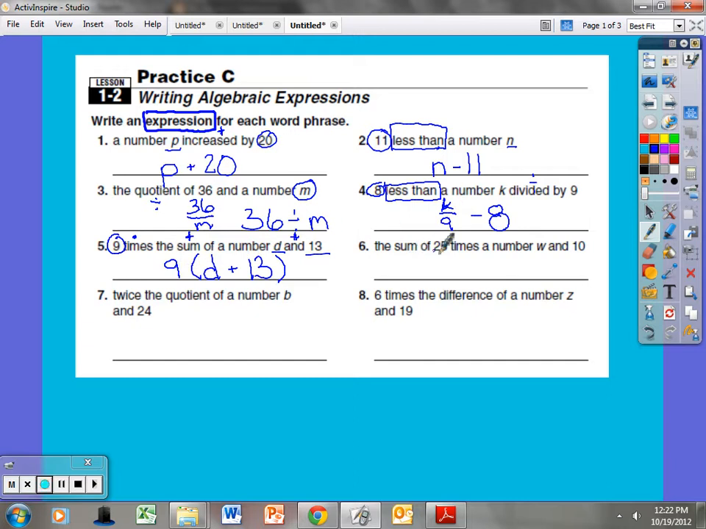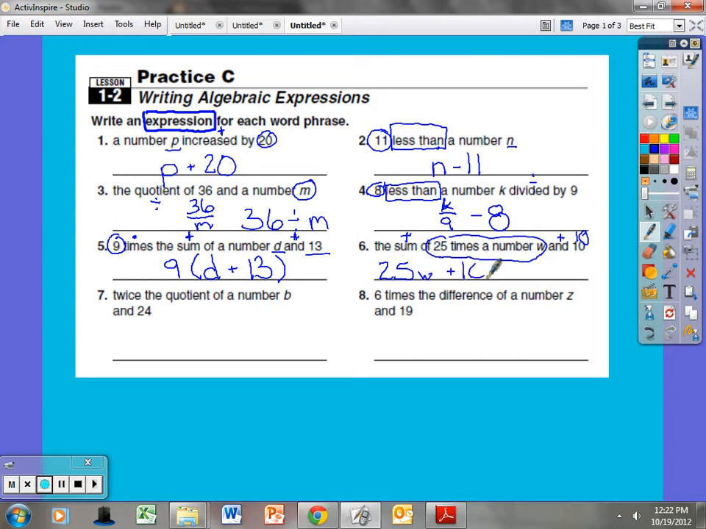Next one, the sum of 25 times a number w and 10. Sum tells me to add. The sum of 25 times a number w and 10. I'm going to add 10, but first I've got to multiply 25 and a number w. So it becomes 25 is my coefficient, w is my variable that could change. Remember, 25 is the constant. We're always multiplying by 25. And then I add 10.